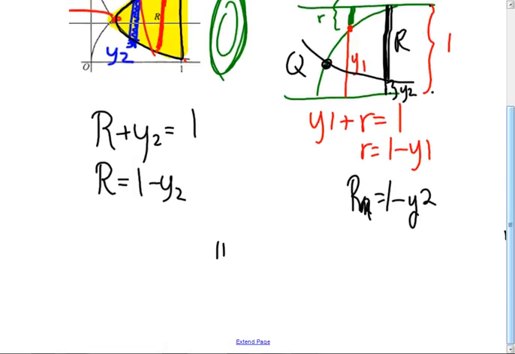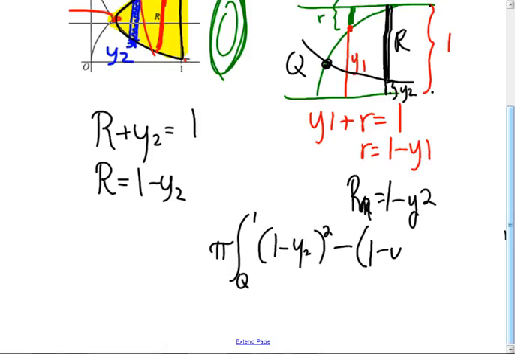So it's pi, and we're going to integrate starting with this x-coordinate going to this x-coordinate. Where is that? I don't have my picture. Oh, 1, right? So it's Q to 1, and now it's going to be the big radius squared, which is 1 minus y2 squared minus 1 minus y1 squared, and it's d what? X. So now I'm going to change those y's to x's.